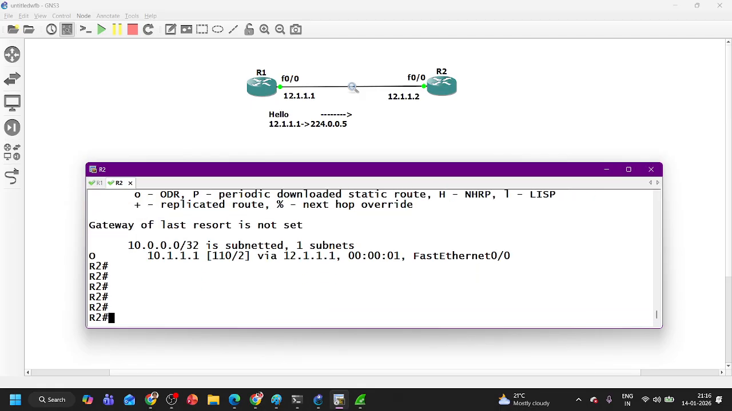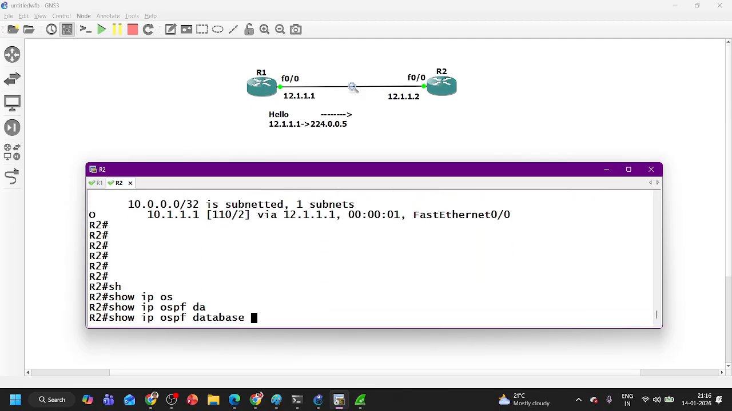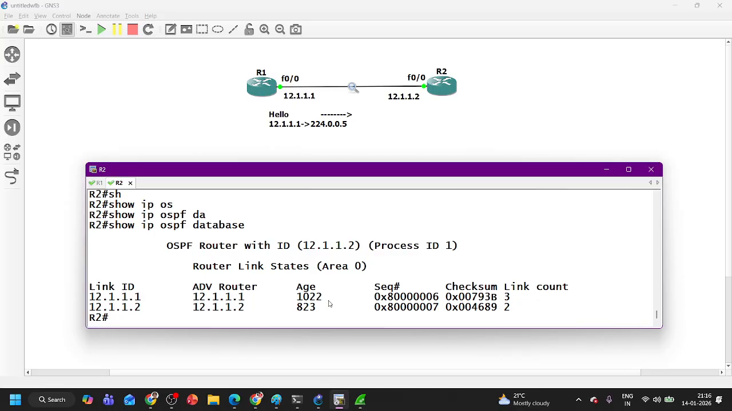On router number 2, if you check show ip ospf, how is the router ID decided? What will be the router ID?